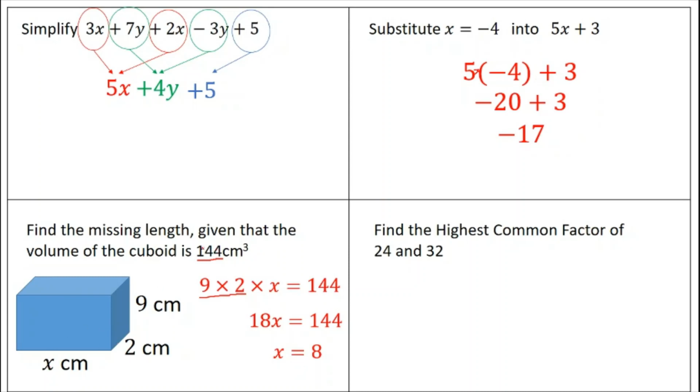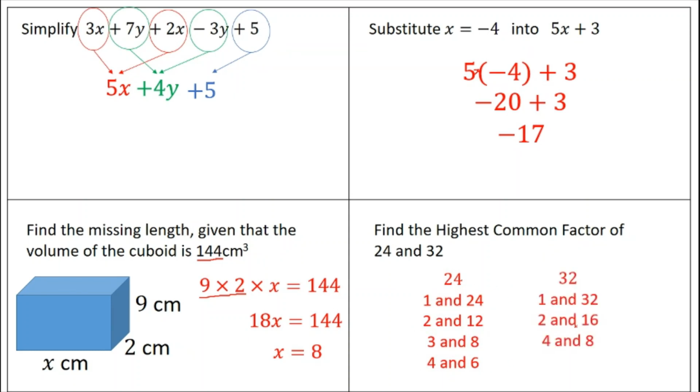And for the highest common factor, I just use the listing method. So 24, here are all the factors of 24. Here are all the factors of 32. Notice I've done them in pairs just to make sure I didn't miss anything. And the highest number that appears in both lists is 8.